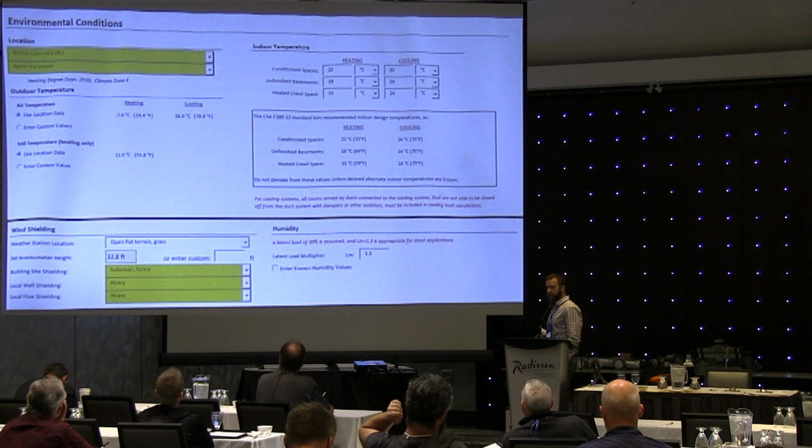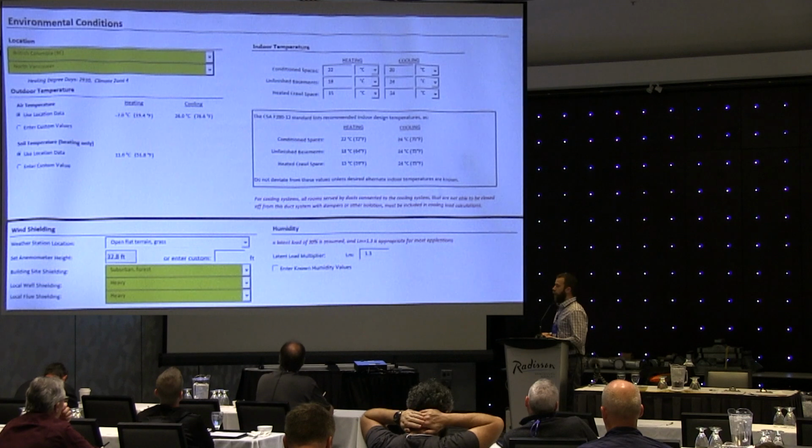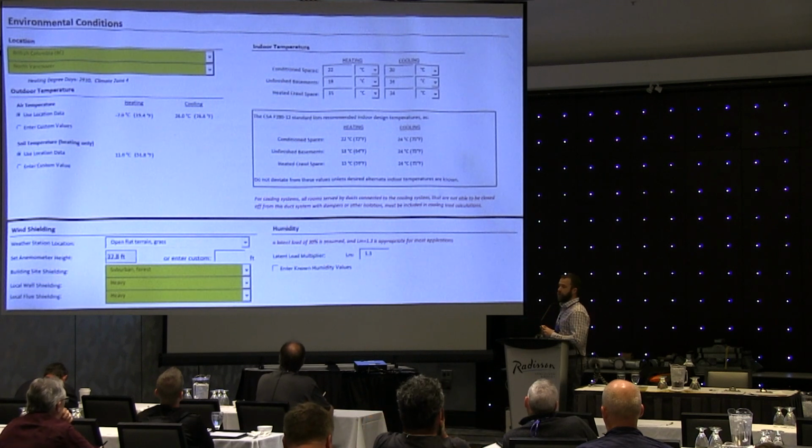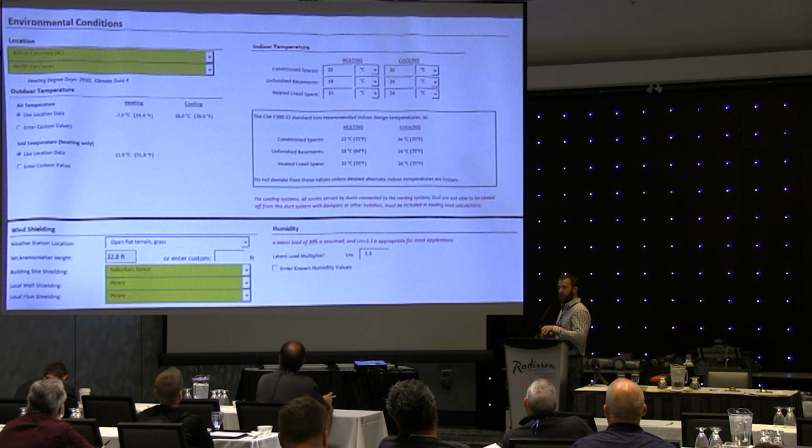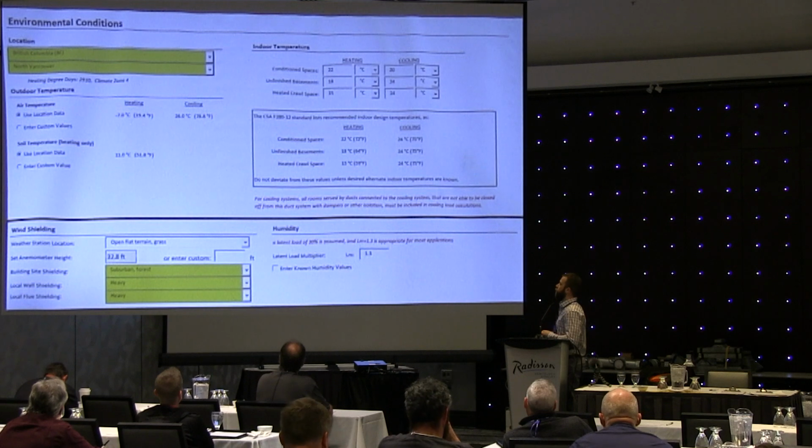Wind shielding, so this is how much wind is battering down on your building, and how well your house is shielded. Humidity, so there are all these different inputs that look something like this. The user would just go through the software, filling everything out about their building, save it out, and then that's your project.